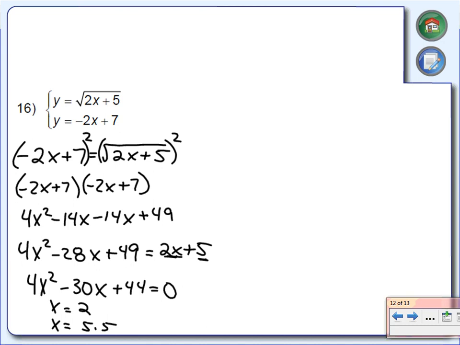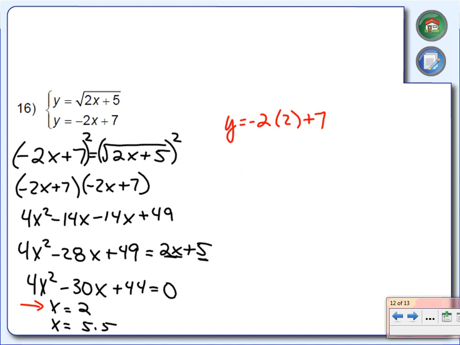Now, what we found here is the x's, but we're looking for ordered pairs. So we still need to figure out what the y values are. So we're going to start with the 2. We're going to take this 2 and plug it in for one of these x's. Remember, it's your choice. You can use the first one or the second one. I'm going to go ahead and use the second one. It just looks a little easier for me.